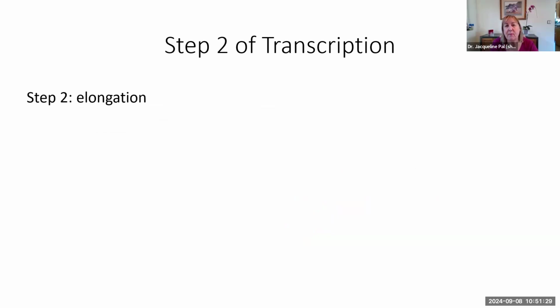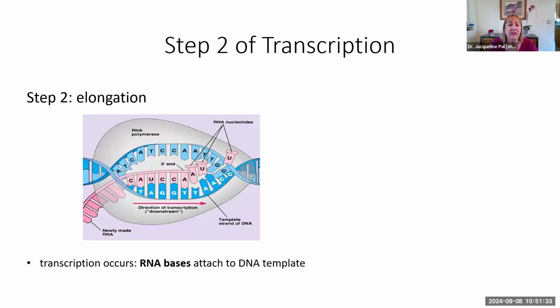Now, the second step of transcription is called elongation. So in elongation, the process of transcription is actually occurring. We're going from DNA to RNA. In other words, we're going to be attaching complementary bases. So in the DNA, we have C, G, A, and T. And so now we're going to be using the complementary bases of C, G, A, and U.